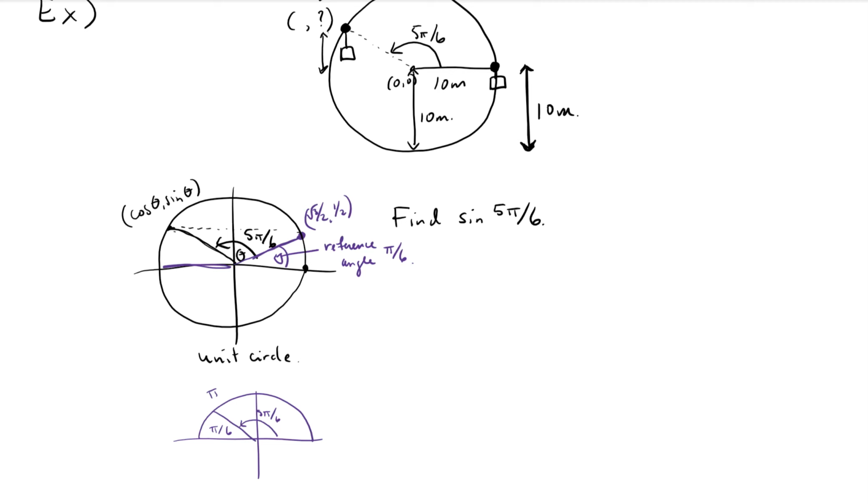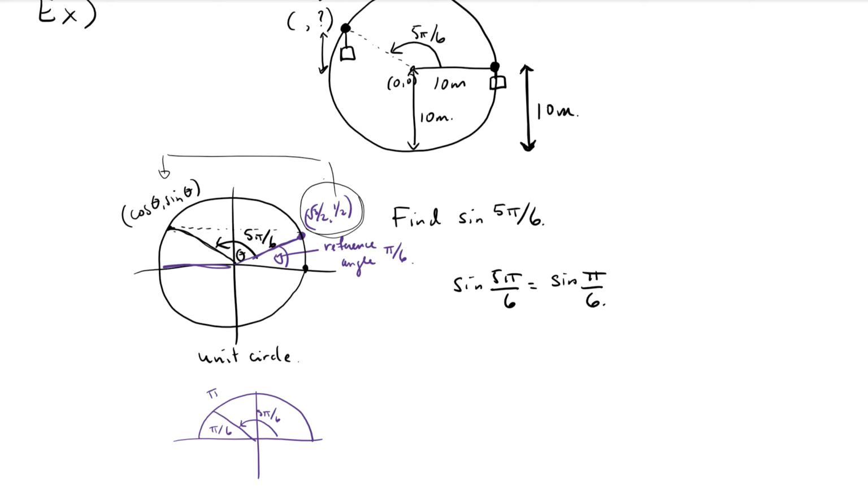Looking at our reference angle, we see that their sine values are equal. Looking at the coordinates of the point for the reference angle, the sine value is equal to the sine of the original angle. So the sine of 5 pi over 6 turns out to be the sine of pi over 6. They're the same.